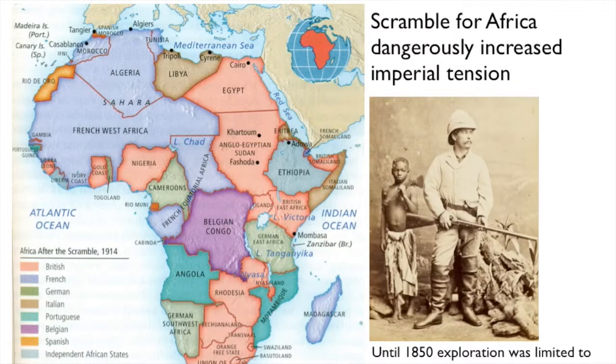Causes tension. The scramble for Africa obviously increased imperial tension. Until 1850, exploration was limited to the coast. So it was on those coastal towns. However, Henry Stanley changed that and looked inwards for the economic gains. If you look at somewhere like the Congo, for example, with its rich plutonium fields and its diamonds, those countries became very, very interesting to us.